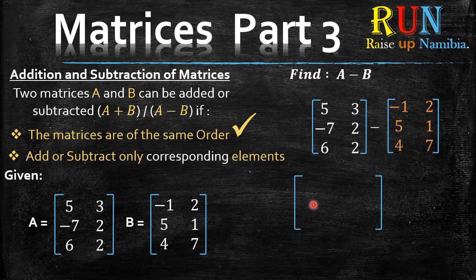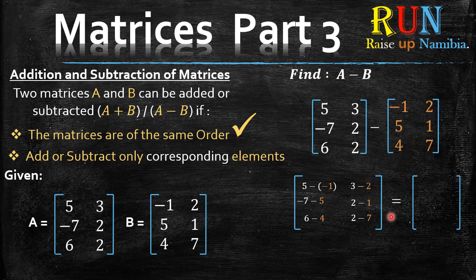Okay? So let's start. Now the first element here is 5. What is 5's corresponding element? That would be negative 1. So we subtract negative 1. Then negative 7's corresponding element is what? Is 5. What is 6's corresponding element? That will be 4. And then 3. What is 3's corresponding element? That will be 2. What is 2's corresponding element? It's 1. And then the other 2's corresponding element is 7.